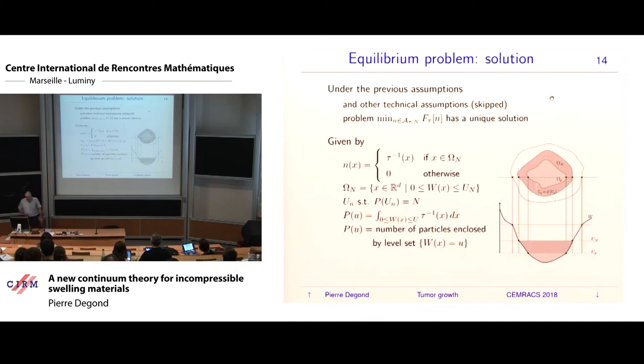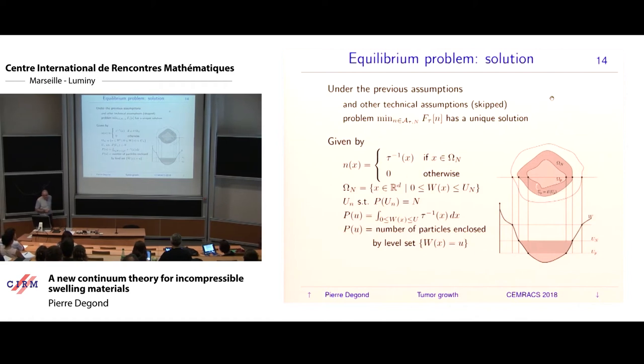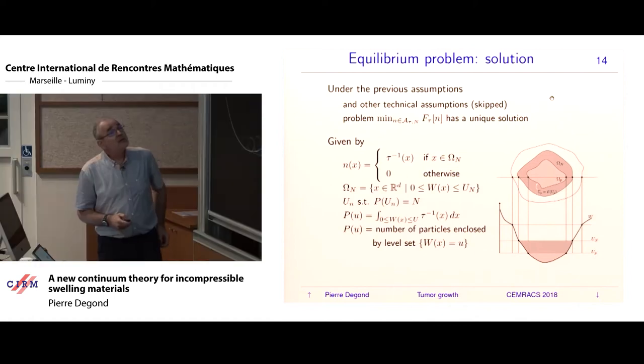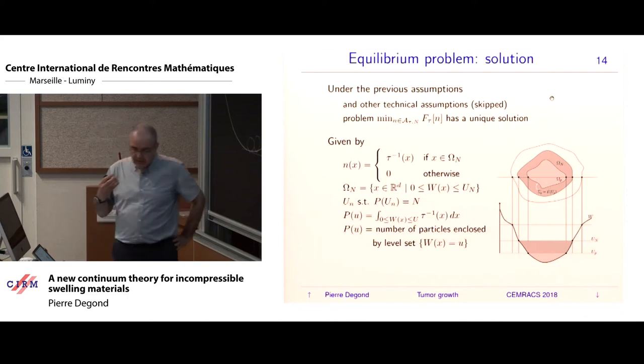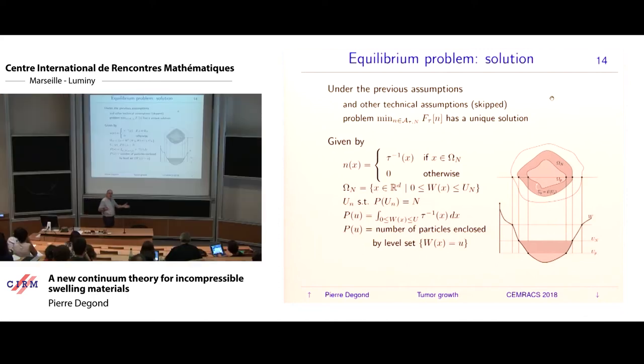Okay, so if I have these assumptions, then the solution is very simple. Basically, you are going to take the maximal density until you fill the level sets of the potential until you have exhausted your number of particles. So this is something that's sometimes called the bathtub principle. It's like filling a bathtub.